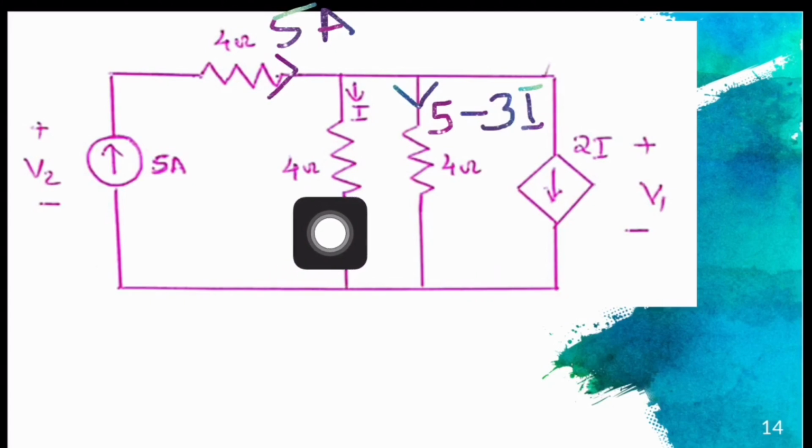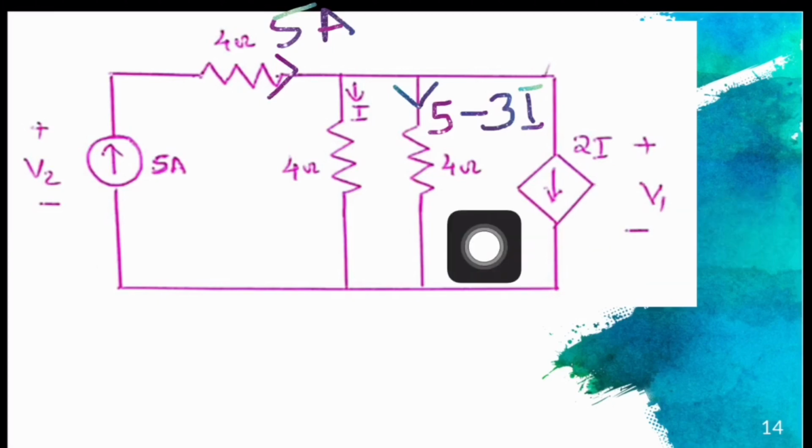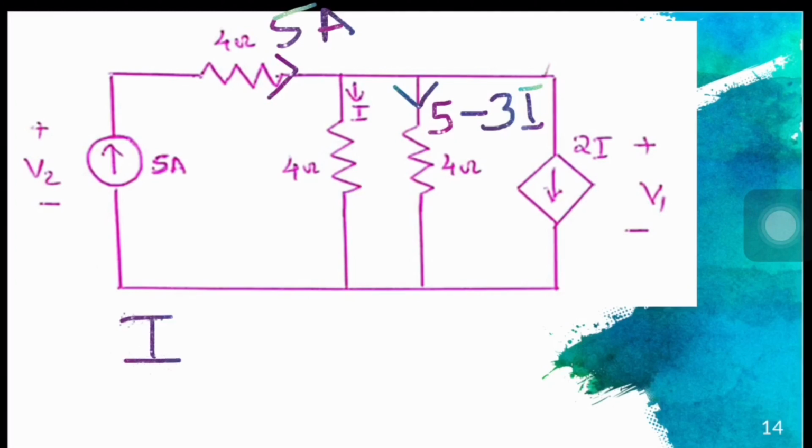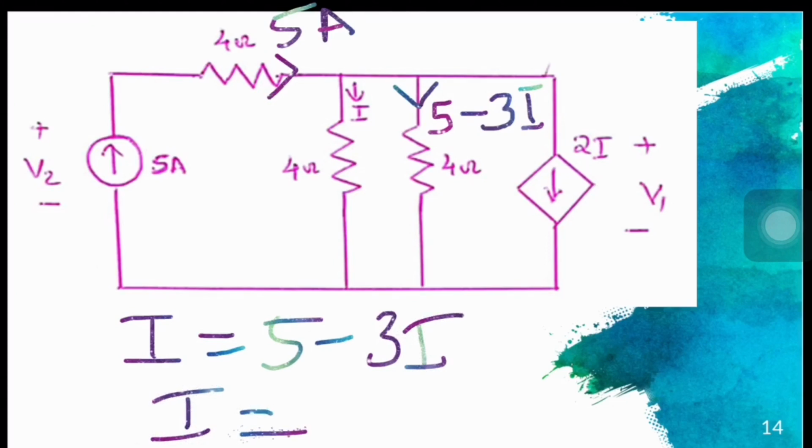What's the voltage drop across this? As you know, voltage drop across a resistor can be mathematically expressed as product of current and resistor value. Here we are having two resistors with the same value. So when the voltage drops are equal, the current through these two resistors should be the same. That is I is equal to 5 minus 3I. From this we get the value of I as 5 by 4 amperes.